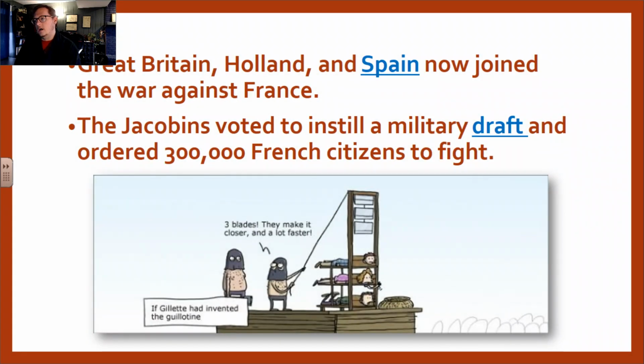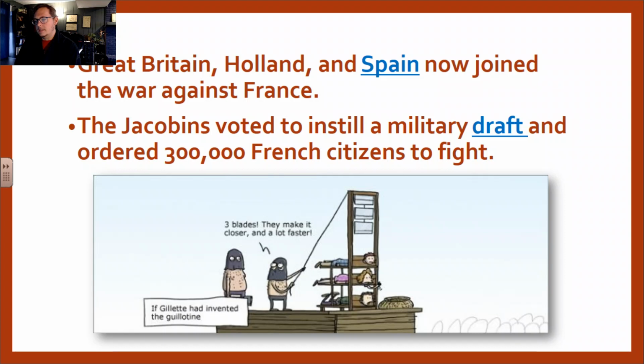So Britain, Holland, and Spain now join the war against the French revolutionaries out of reaction to the beheading of the King of France. So again, imagine that you are England or Prussia or Austria watching this happen and be like, man, we need to nip this in the bud before people think there's no consequences to overthrowing a well-established monarchy. So England, Holland, and Spain now join Prussia and Austria fighting against the French revolutionaries.